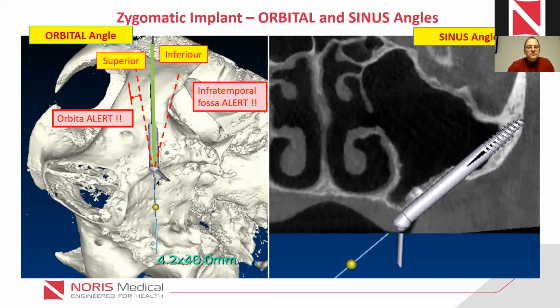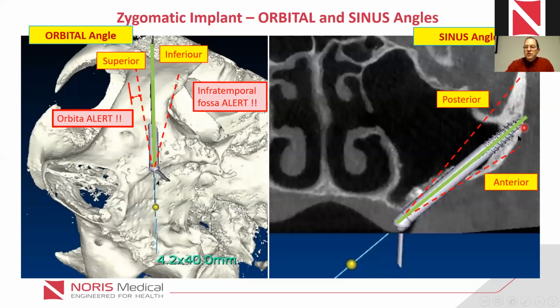The other angle that is involved is basically the sinus angle, which means how much the implant is going to move posteriorly or anteriorly. This is the boundaries. If we take the implant in the wrong position, if it is too much to the anterior, it will be perforating the zygoma bone, or if you take it posteriorly, it will fall into the sinus. So I call this a sinus angle.